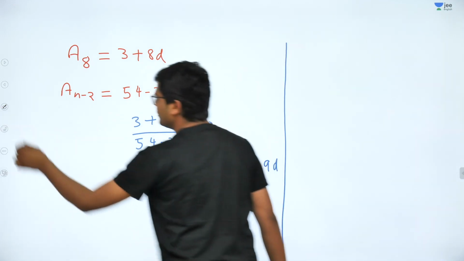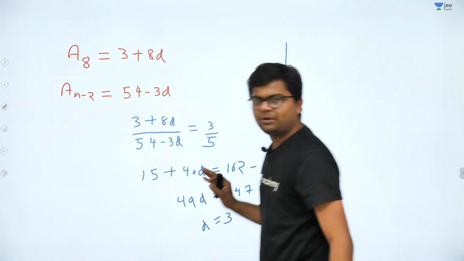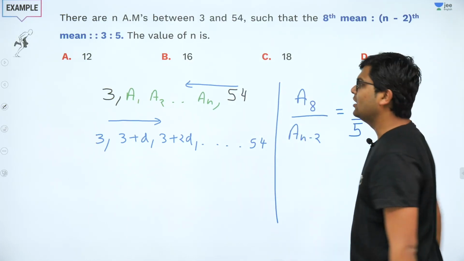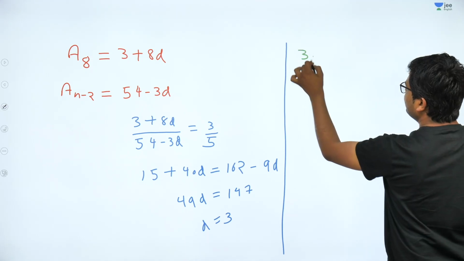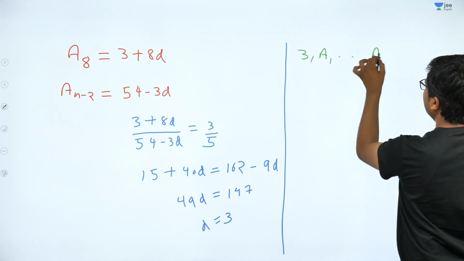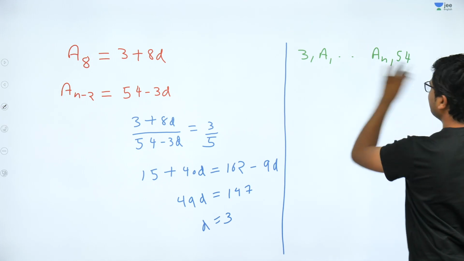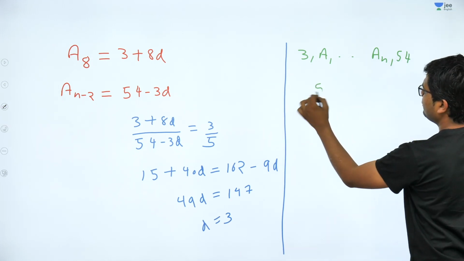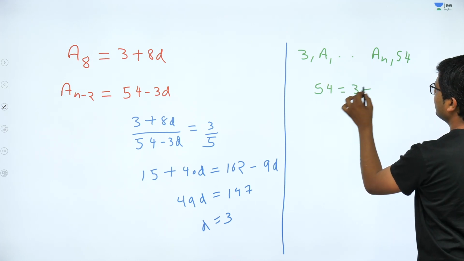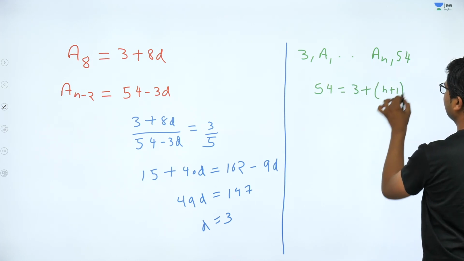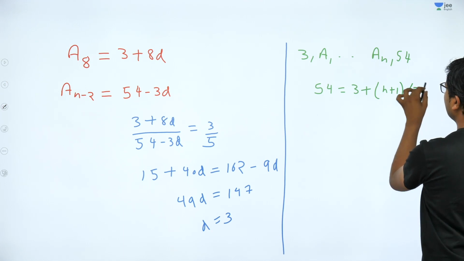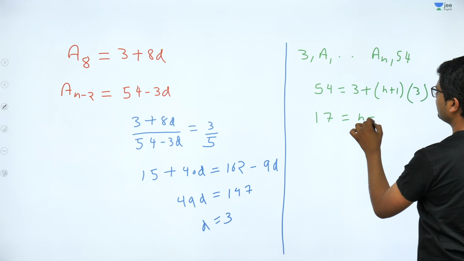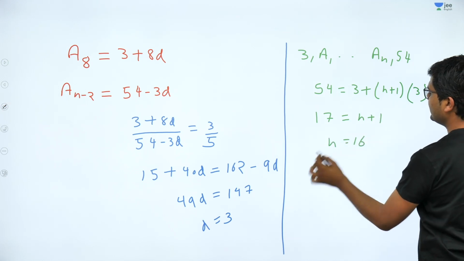Therefore, the common difference of the AP under such conditions will be 3. Now we need to find out the value of n. Now we will use the idea that the sequence 3, a1 till an, 54 has n plus 2 terms. Therefore, 54 is equal to 3 plus (n plus 1) into d. d is 3. So, 17 is equal to n plus 1. Therefore, n will come out to be 16.